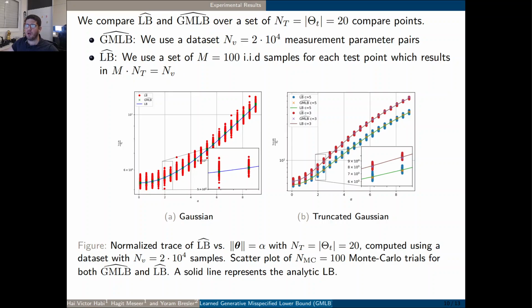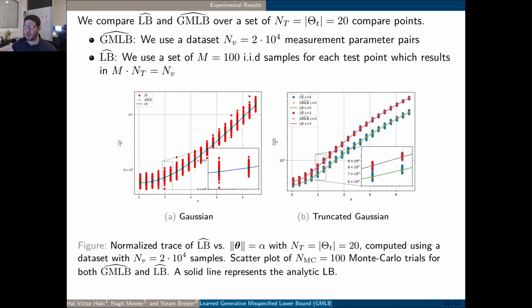We compare our approach denoted by GMLB hat to the sample approximation of MCRB denoted by LB hat over a test set of 20 different theta values. One crucial difference between the two approaches is the required datasets. The MCRB sample approximation required 20 sets, one for each parameter value in the test set. Instead, the GMLB dataset does not contain samples with parameter values that exist in the test set.